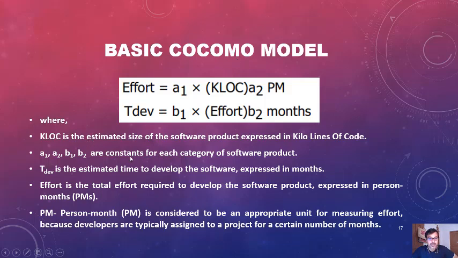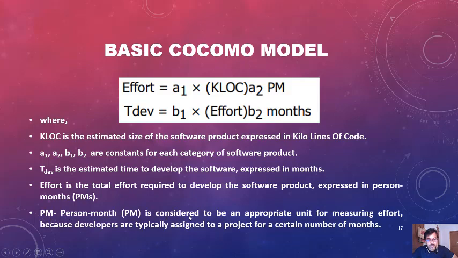T dev is the estimated time to develop the software, expressed in months. The value of the time is expressed in months. And the effort is the total effort required to develop the software product, expressed in person months. The metric of the effort is person month. Person month is considered an appropriate unit for measuring effort because developers are typically assigned to a project for a certain number of months. Normally, the developer calculates projects in months.